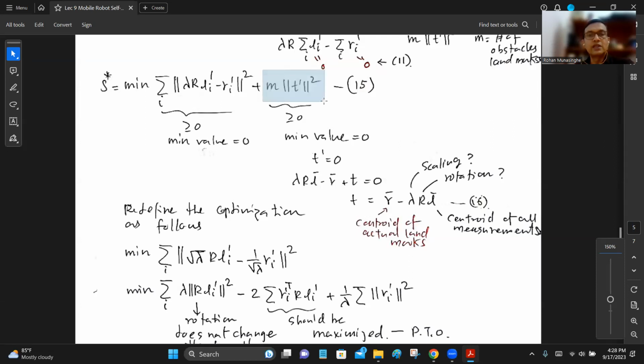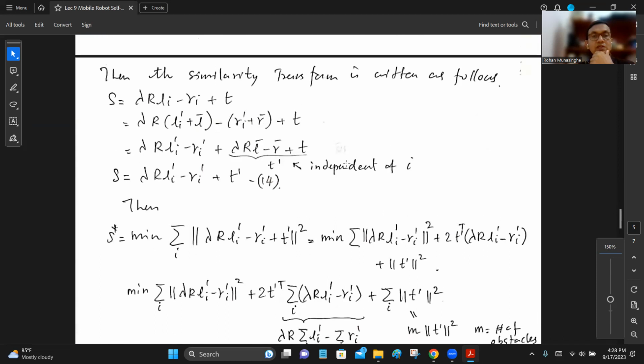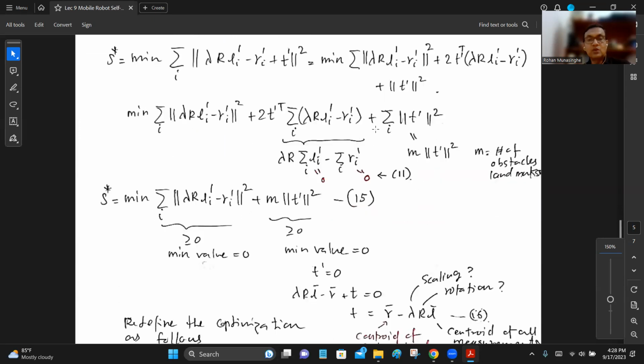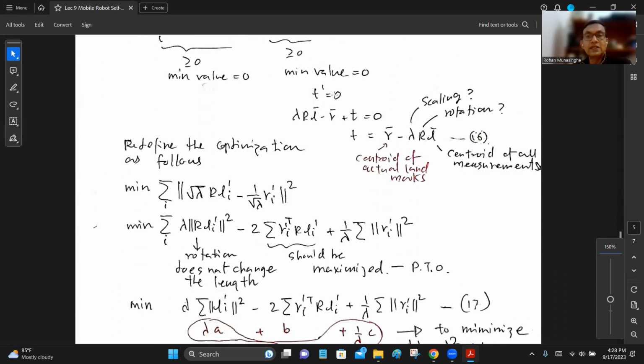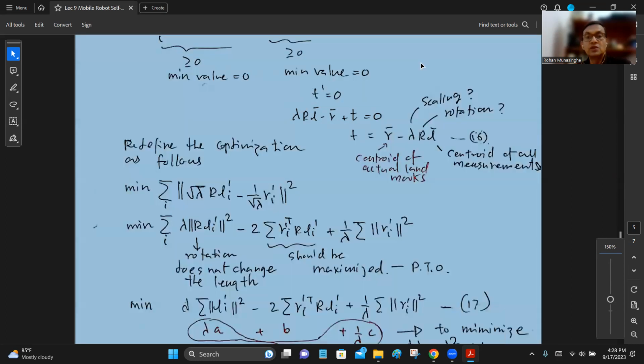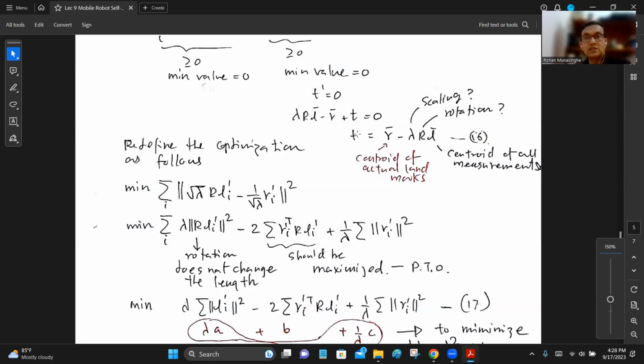So let's take the second part here. When this is 0, because M is a number, it's not 0, T dash should be 0. So what is T dash? If you pedal back, you can find out what T dash is. Here you are. T dash is lambda r L bar minus R bar plus T. So you can bring it over here and say that T dash equals 0 means lambda r L bar minus R bar plus T equal to 0. Then you can find an expression for T. So T is equal to R bar minus lambda r L bar.